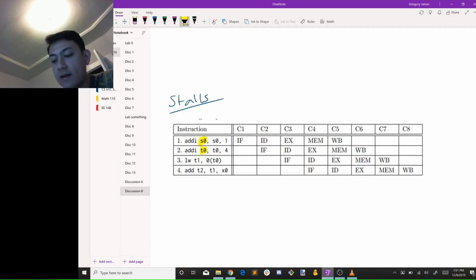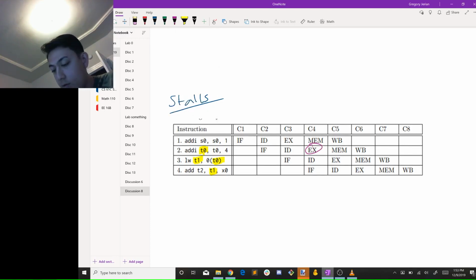Now, here's a dependency, right here. That's a dependency. So this T0 and that T0, right? The load word requires the updated value of T0, but it's not updated until instruction 2 is done. So that's definitely a problem. And for number 4, we need T1. But T1 is updated in instruction 3.